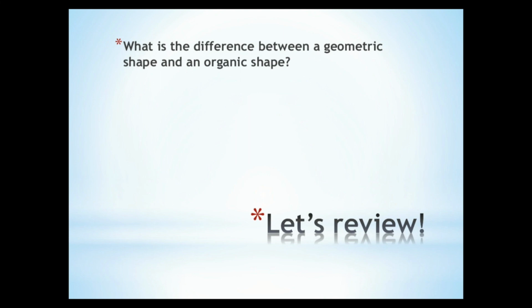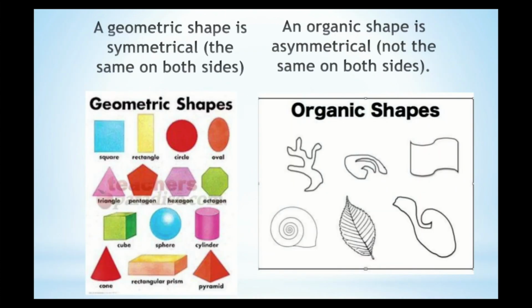Okay, so moving forward from space to shape, we can talk about shape in two different ways. We can talk about shape as geometric or organic. What is the difference? Well, geometric shapes are shapes that can be made with some kind of measuring device, such as a ruler or a compass. A ruler generally gives us straight edges, whereas a compass can make curved edges.